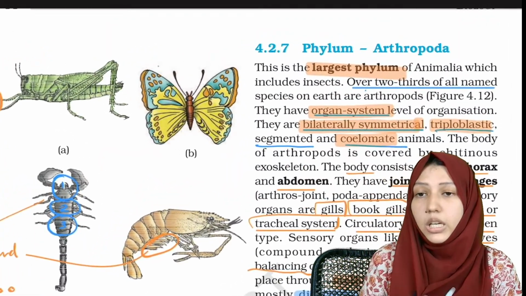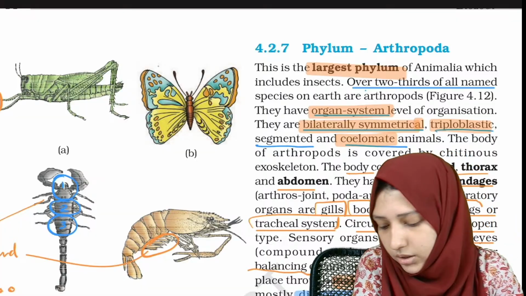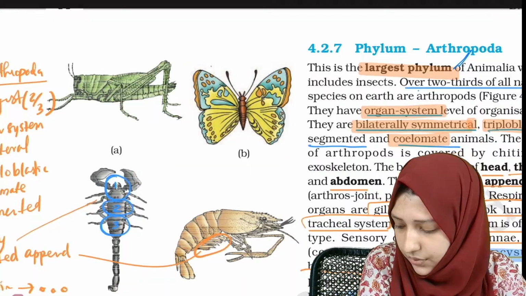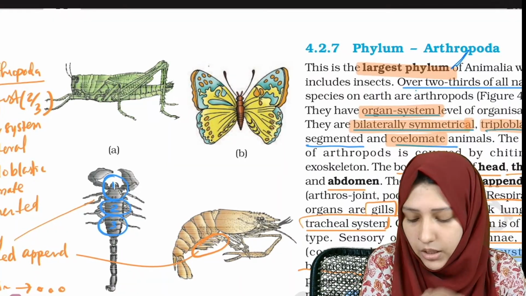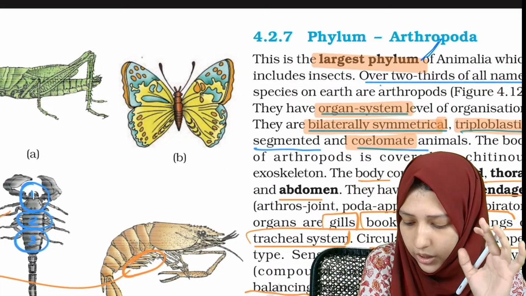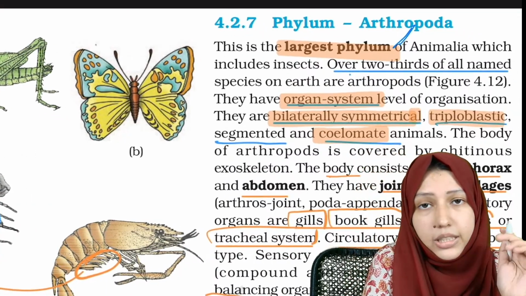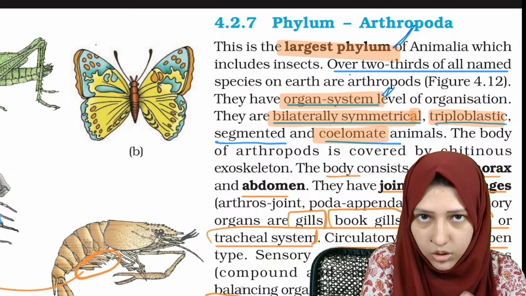Now coming to the next phylum. The next phylum is phylum Arthropoda. Phylum Arthropoda is the largest phylum. It consists of 2/3 of the total animal kingdom. It consists of the total 2/3 of species on earth. And it has organ system level of classification. We have reached the organ system level of classification, so it's fine.